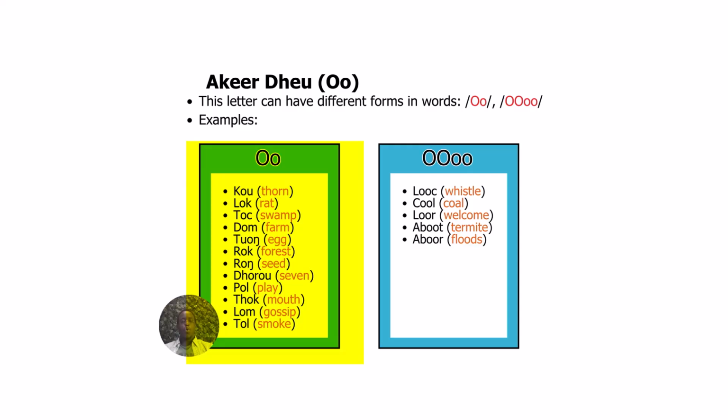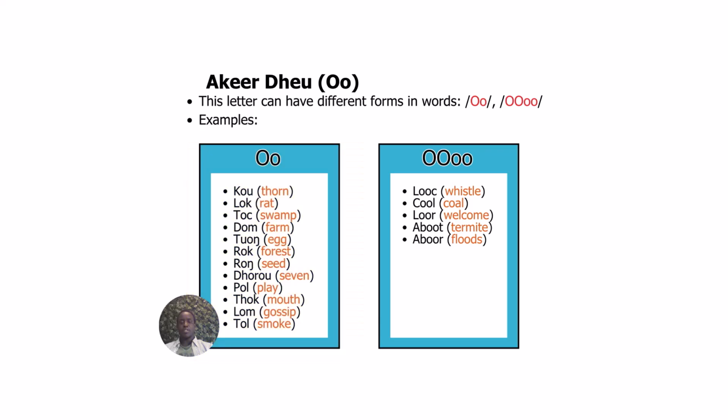Ko, thorn. Look, rat. Torch, swamp. Dum, farm. Thoŋ, egg. Rock, forest. Wrong, seed. Dheu, 7. Pull, play. Thuk, mouth. Lum, to gossip. Tul, smoke.